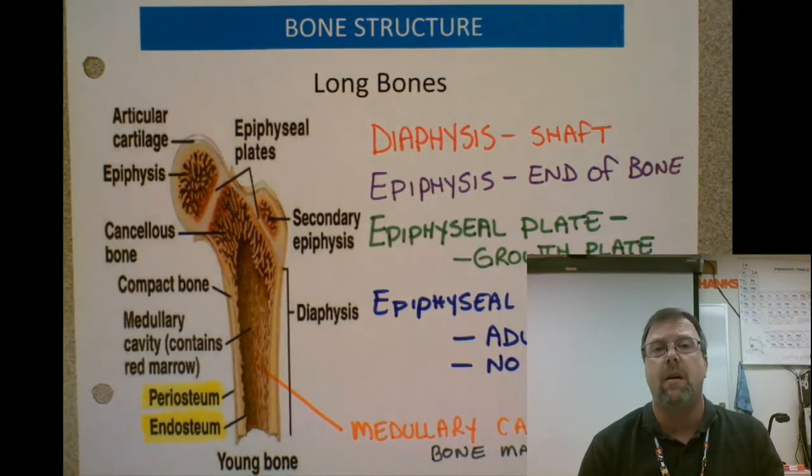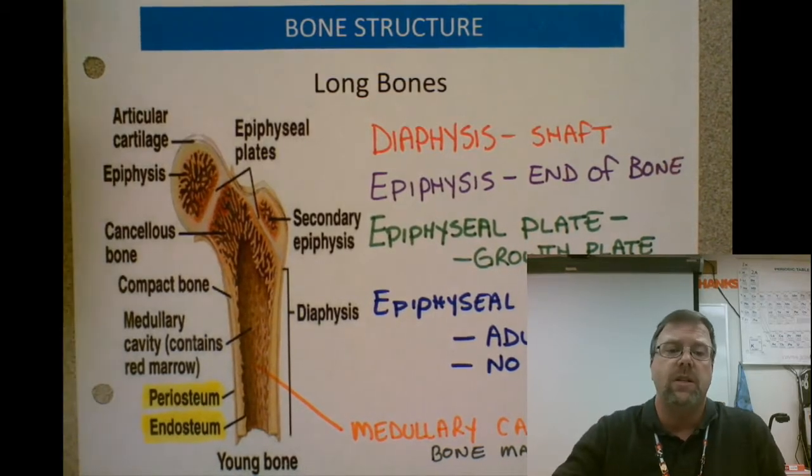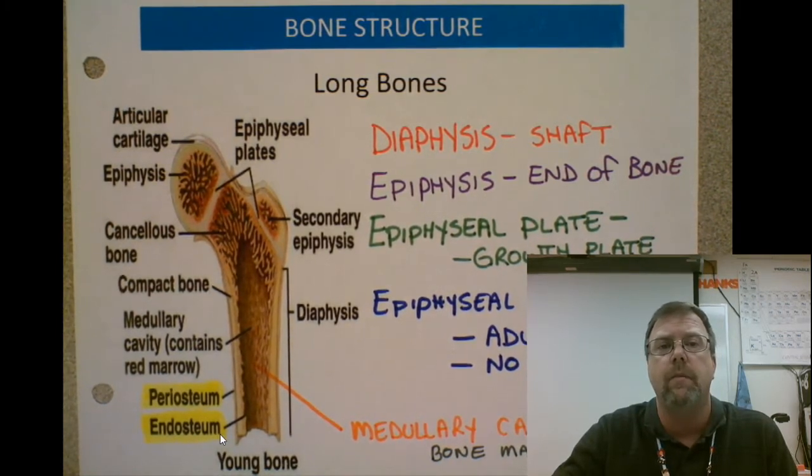So we don't need our PowerPoint. We're just going to go right into Handout 6B, which is going to talk a little bit more about bone histology. This one is going to focus on bone structure with long and short irregular bones.